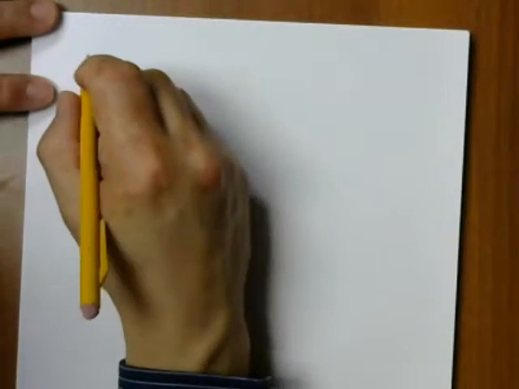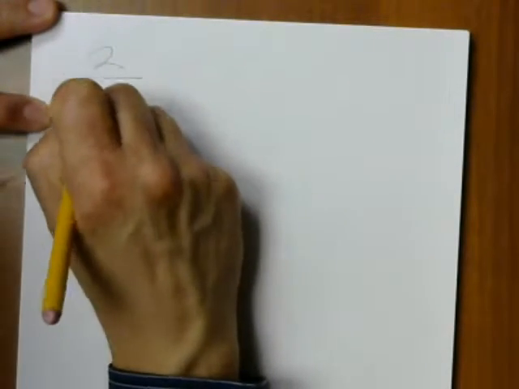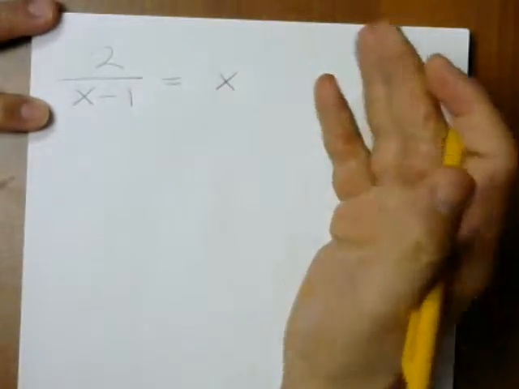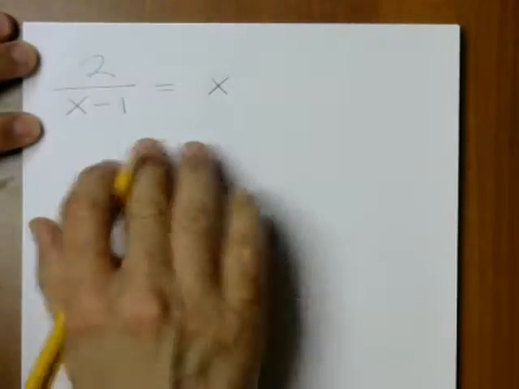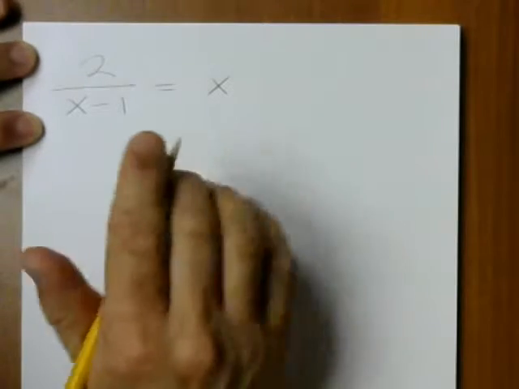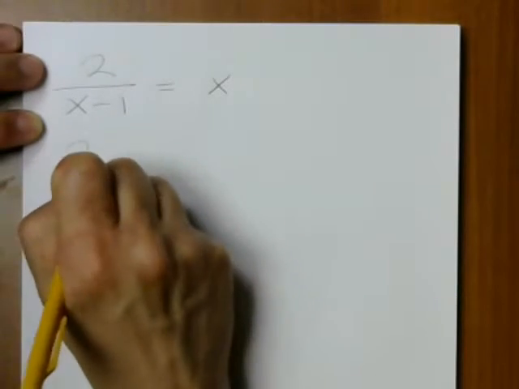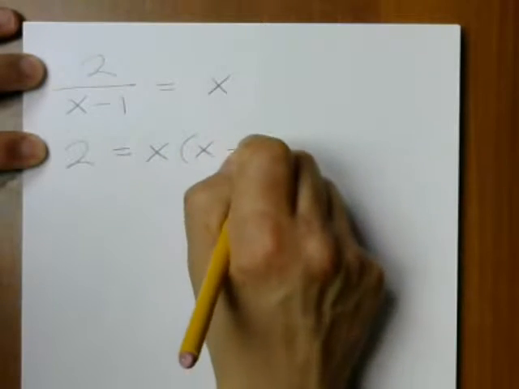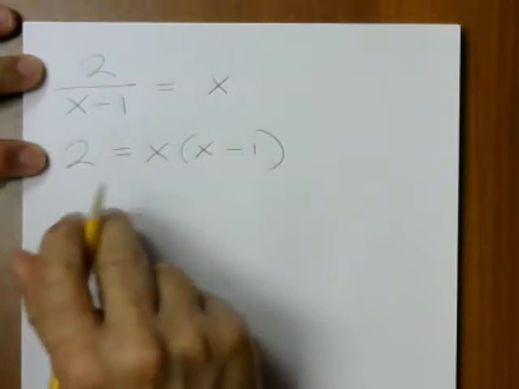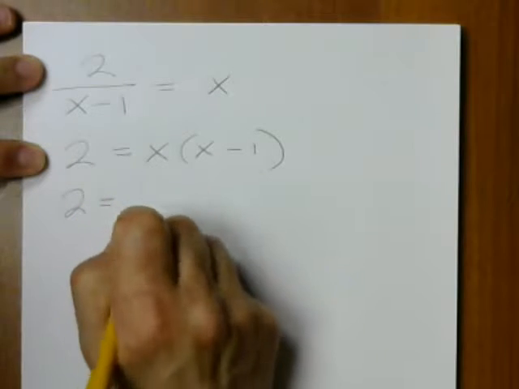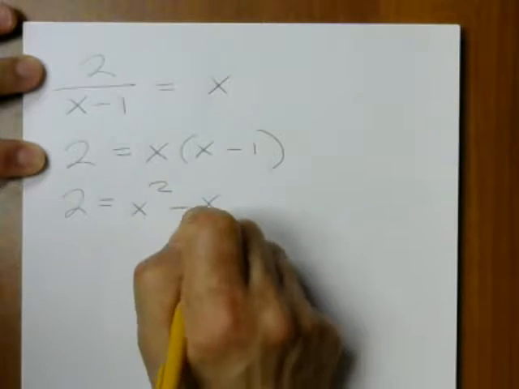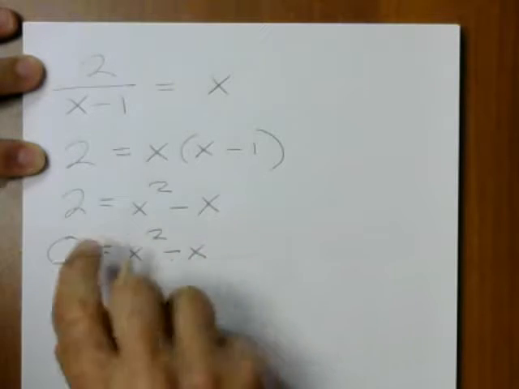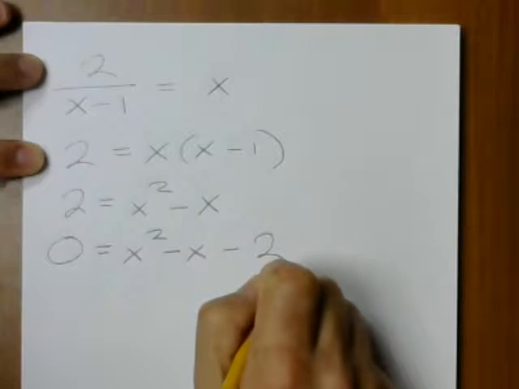Let's try another short one. Let's try this: 2 over x minus 1 is equal to x. Okay, so I want to solve this here. I'm going to multiply both sides by x minus 1. And that gives me that 2 is equal to x squared minus x. So we get 0 equals x squared minus x minus 2.